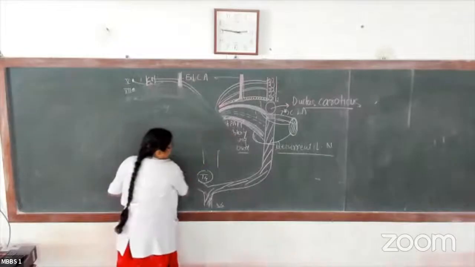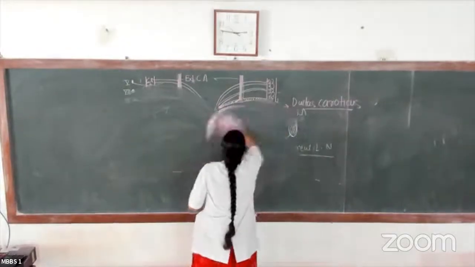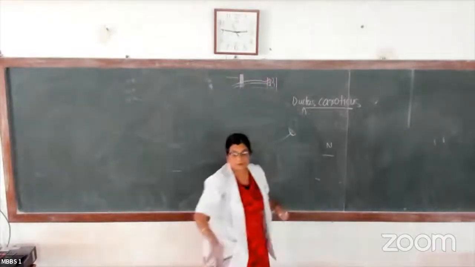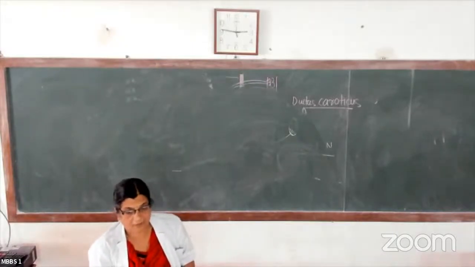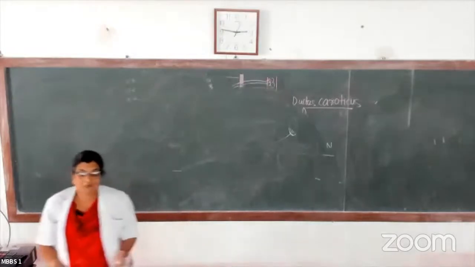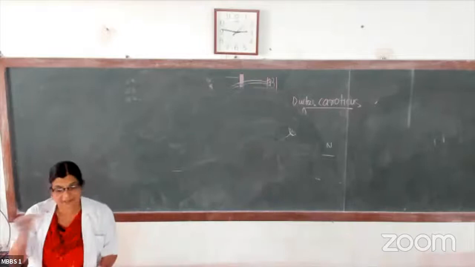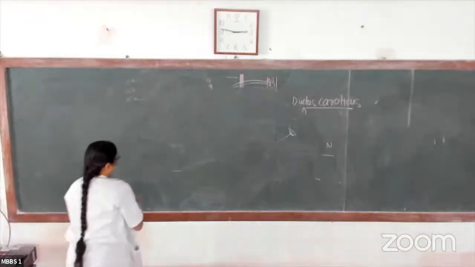Now coming to the clinical aspect. On the left part, it will not ascend because it will be obstructed by the arch of aorta and the ductus arteriosus, which is going to form a ligament. I'll draw only that part.